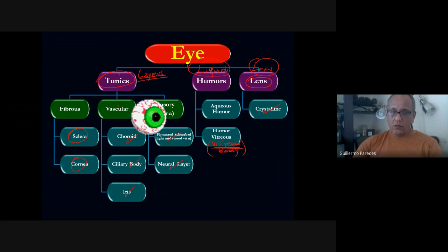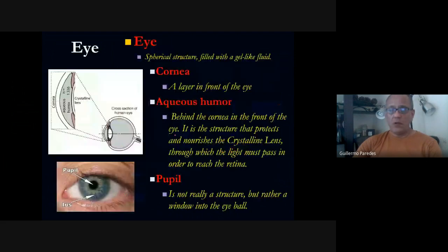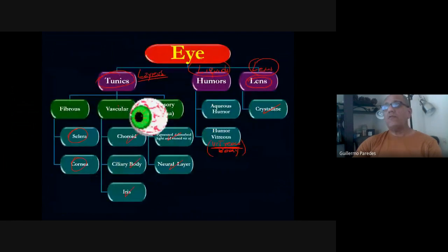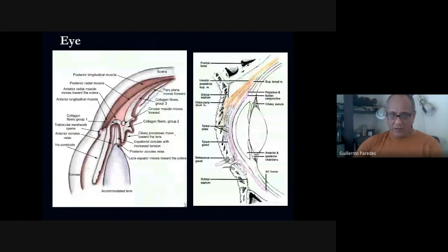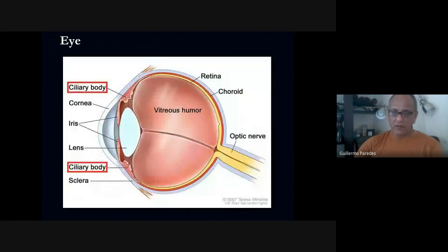So those are all the components that we are going to learn today. I want you to think about how much we know about an eye at this moment, and how much we are going to see. The eye is a spherical structure filled with gel-like fluid. Cornea, a layer, I'm not going to read, of course not. So let's go to the picture to make it more dynamic.